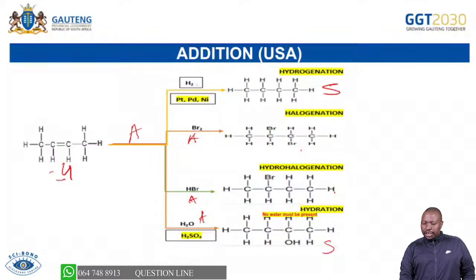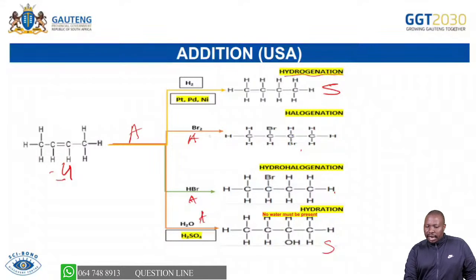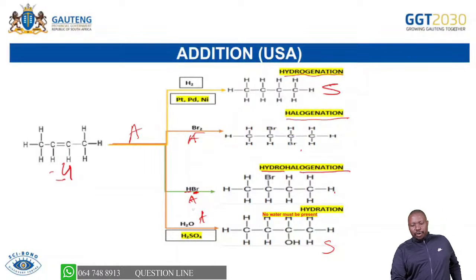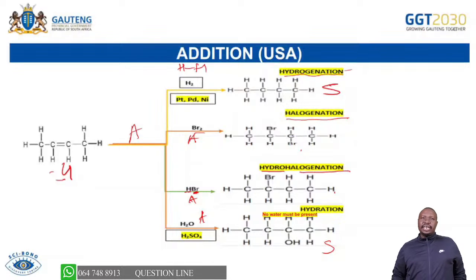If we have added hydrogen, we'll call it hydrogenation. If we have added a bromine, we'll say halogenation. If we have added a hydrogen and a halogen, we'll call it hydrohalogenation. If we have added water, we'll call it hydration. Now, it's very important, learners, because for hydrogen, we said it's hydrogenation. And if we say structural formula, you must show the bond between H and H. That is how you write H2 in a structural formula.